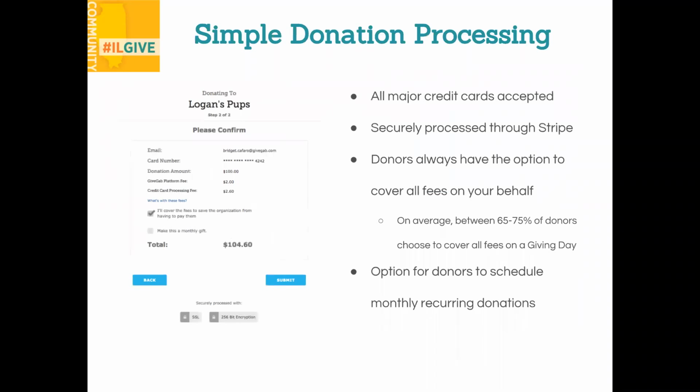And we also offer simple donation processing. Donors will actually see a confirmation screen before every single confirmation of the donation, so they're able to make sure everything is perfectly correct on their screen. You can see there that there is that option for those donors to cover the fees and a link to explain more about what those fees are and where they're going. We do accept all major credit cards, which are again securely processed through Stripe. And donors even have the option to schedule this gift as a recurring monthly donation.